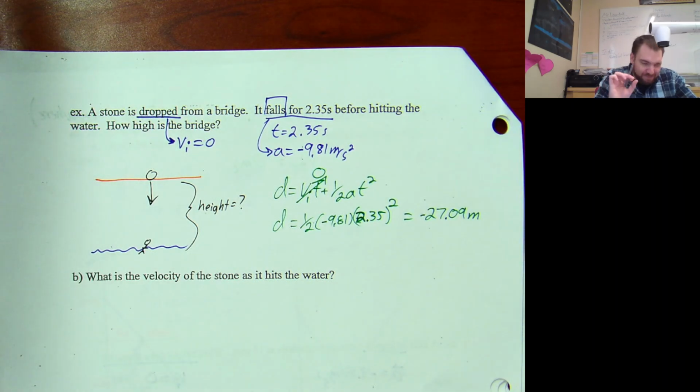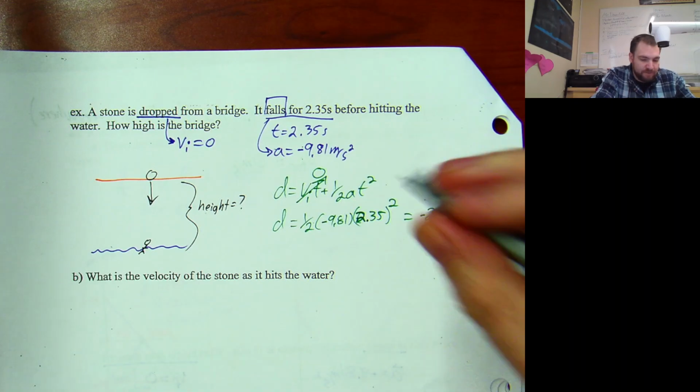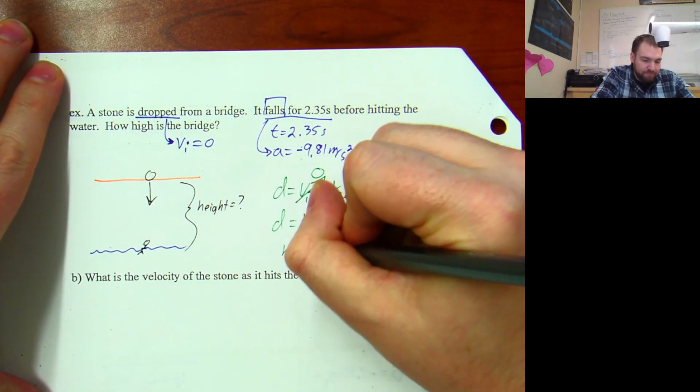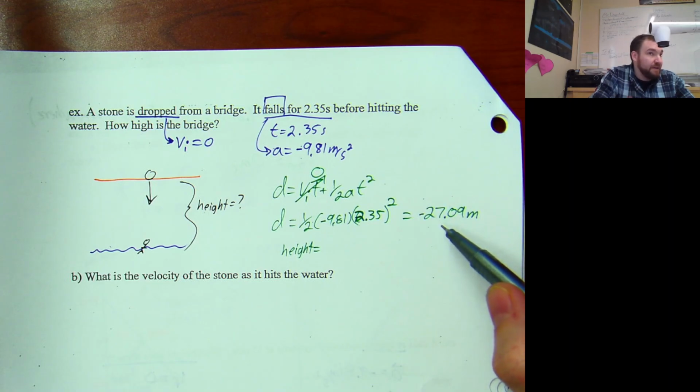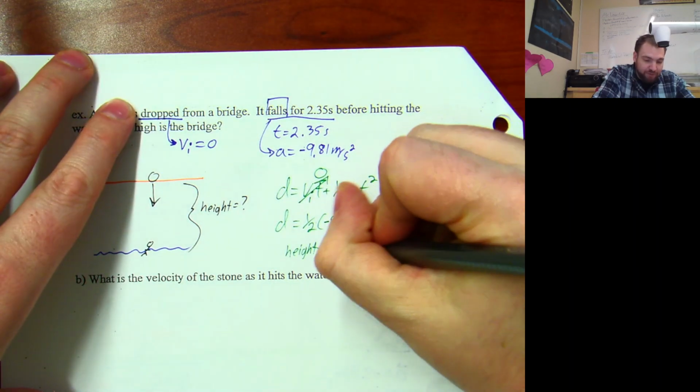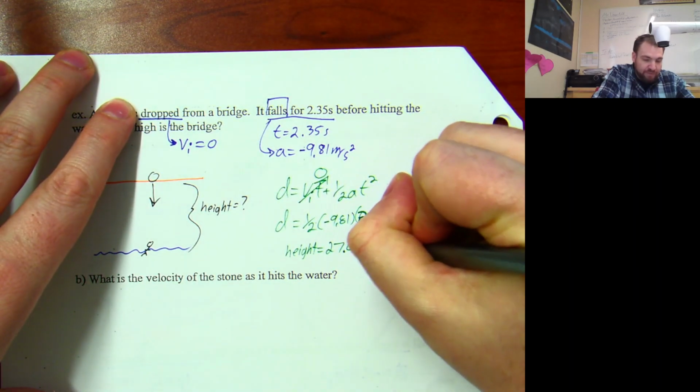That wasn't what I specifically asked for. I asked for the height of the bridge. I didn't ask for the displacement of the rock. So how are the height of the bridge and the displacement of the rock related to each other? The rock was up, so it goes down, so the trajectory is like the height. The height is just going to be the 27.09. The height's not negative. The displacement of the rock is because it was falling. But the height of the building, or in this case the bridge, is just going to be 27.09 meters.